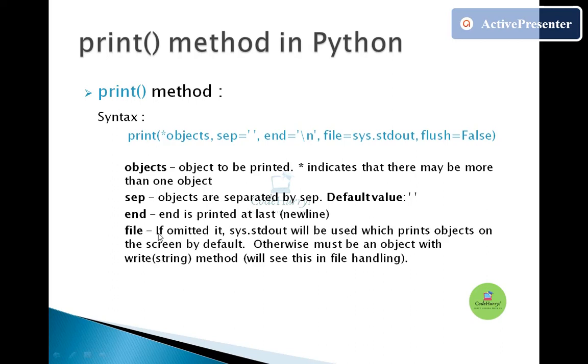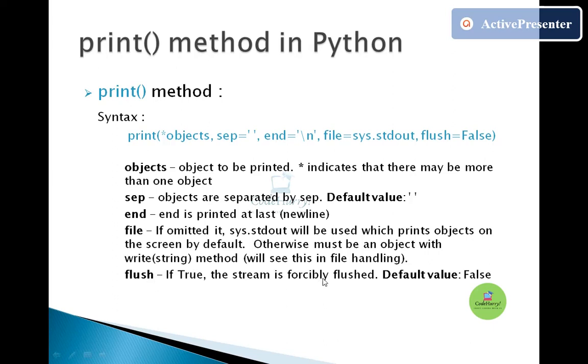Then file. If omitted, by default it is standard output. Otherwise we need to mention an object with some write method. This is actually done in file handling. We'll see how file can be set to some other file, so that whatever we are going to display will be written in that file. We'll see that example while we are learning the file handling concept.